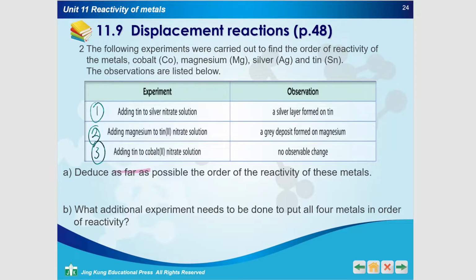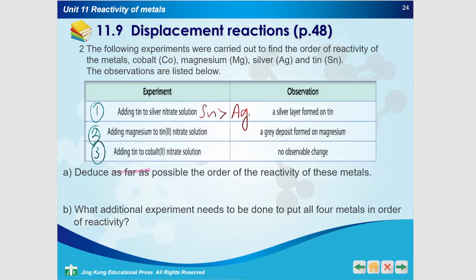Experiment 1: adding tin to silver nitrate solution, and the observation is a silver layer formed on the tin. Tin is a metal, and silver, as mentioned, is also a metal. It means that tin is more reactive than silver. That's why it can displace it, and that's why it forms that silver layer on the tin. So in other words, tin is more reactive than silver.